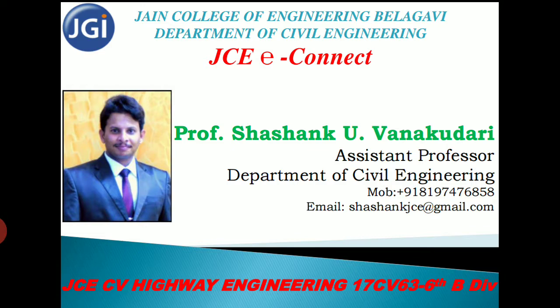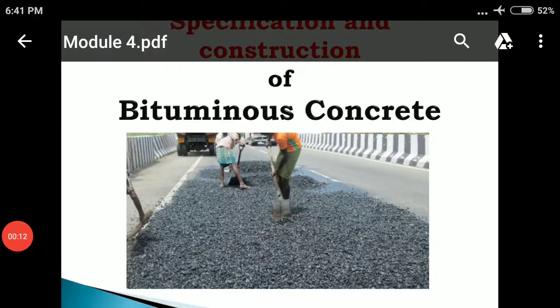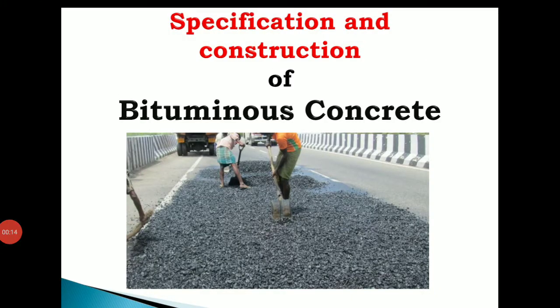In this class, we'll study the specifications and construction of bituminous concrete. Bituminous concrete is a concrete made with bituminous material as a binder, and sand as well as gravel are used in this concrete. In normal concrete we use cement as the binding material, but here the binding material is bituminous material, including sand as well as gravel.